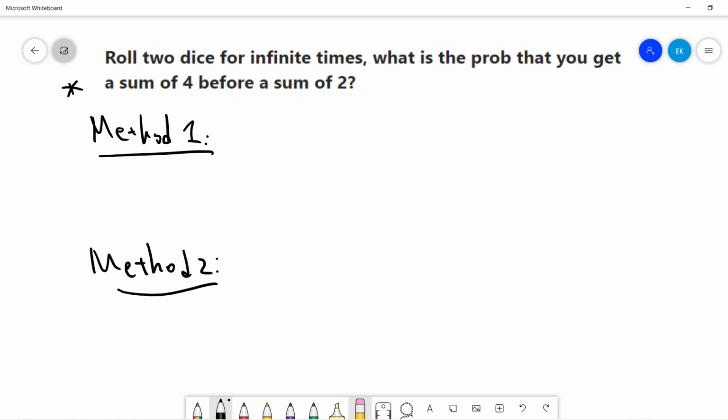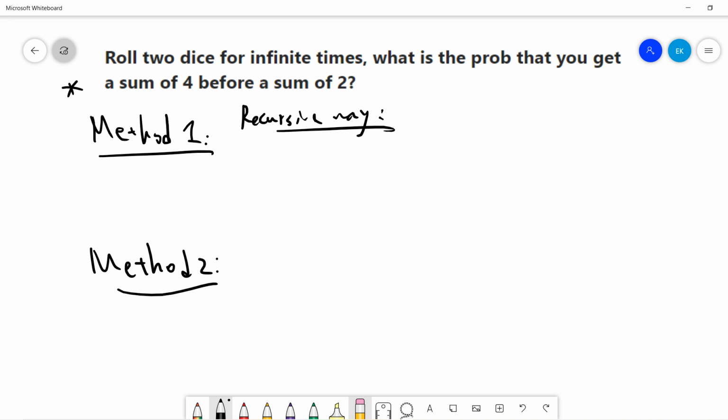The problem is: roll two dice infinitely many times. What is the probability that you get a sum of 4 before a sum of 2? Some people like to ask for a sum of 6 before a sum of 9, or a sum of 9 before a sum of 6, or a sum of 10 before a sum of 2. So you can change it. Method 1 is the recursive way.